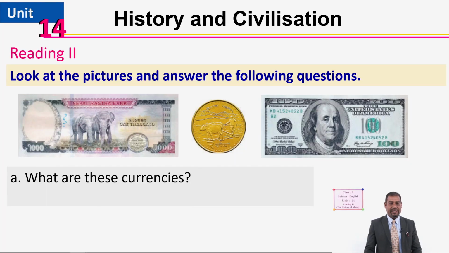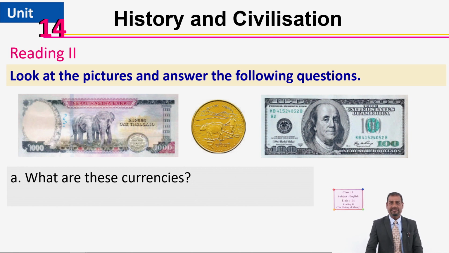And before starting this text, I just like to ask you a few questions. You all be ready to answer me. Are you ready for it? Good. Now, look at the pictures and answer the following questions. So, you can see the picture. So, what do you see in the picture? Yes, you are right. Currencies, rupees.